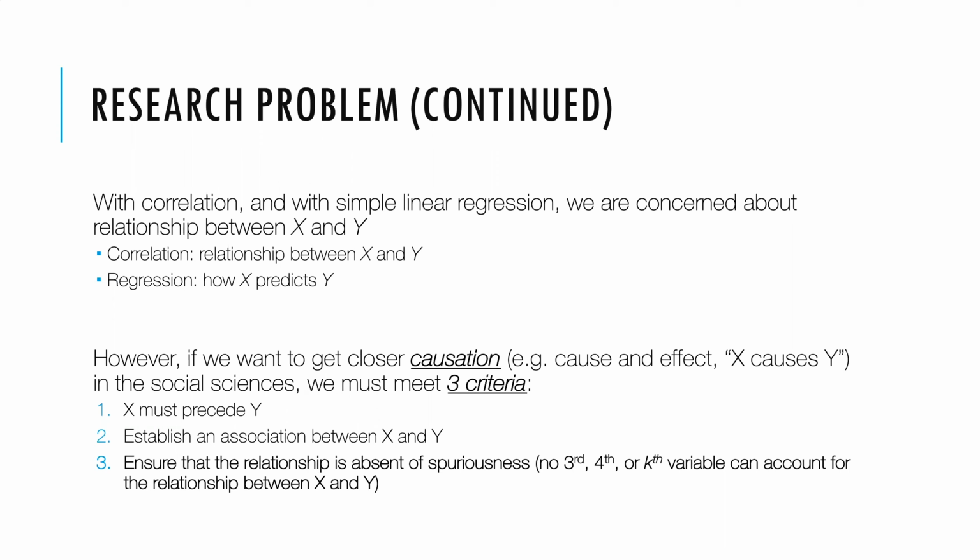Second, you have to establish an association between x and y. So you can't say x causes y if they're not even correlated with one another or related to one another. If there's no association, you can't say that it's causal. You have to first meet the criterion of association before you say that something can cause something else. And finally, probably most importantly, we've been talking about these bivariate relationships, x related to y. But if we want to get closer to causation, we need to control for other factors.